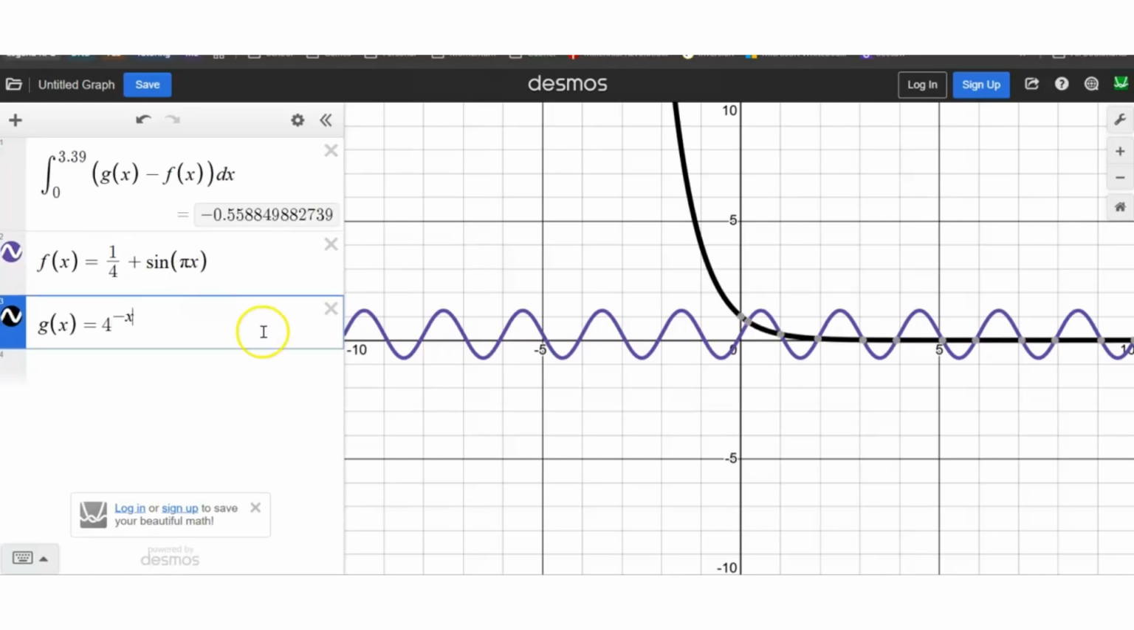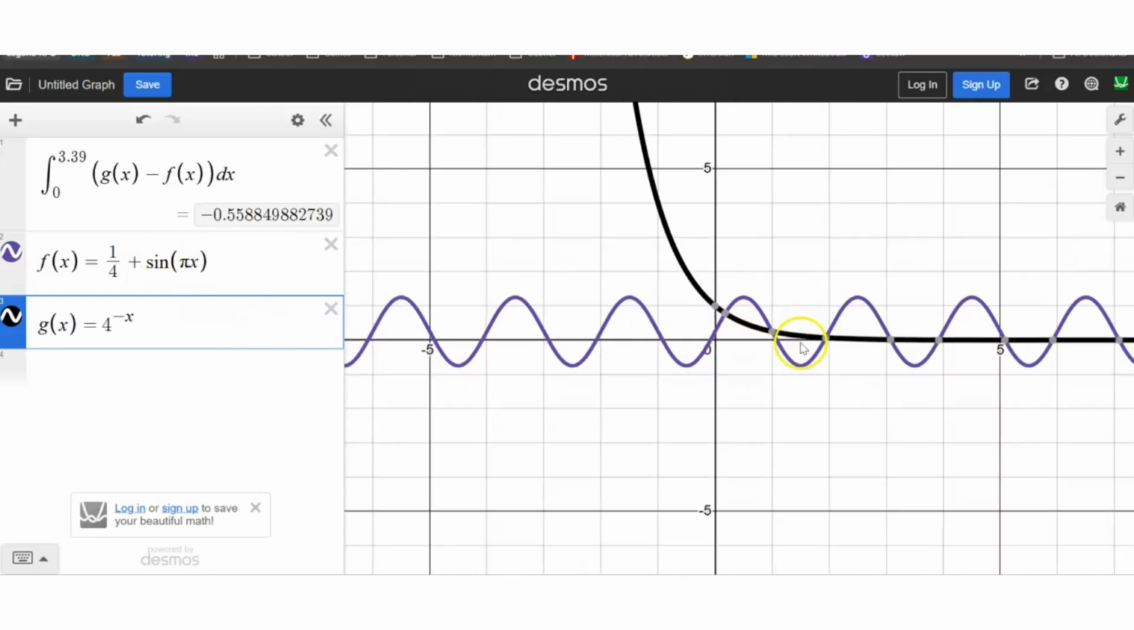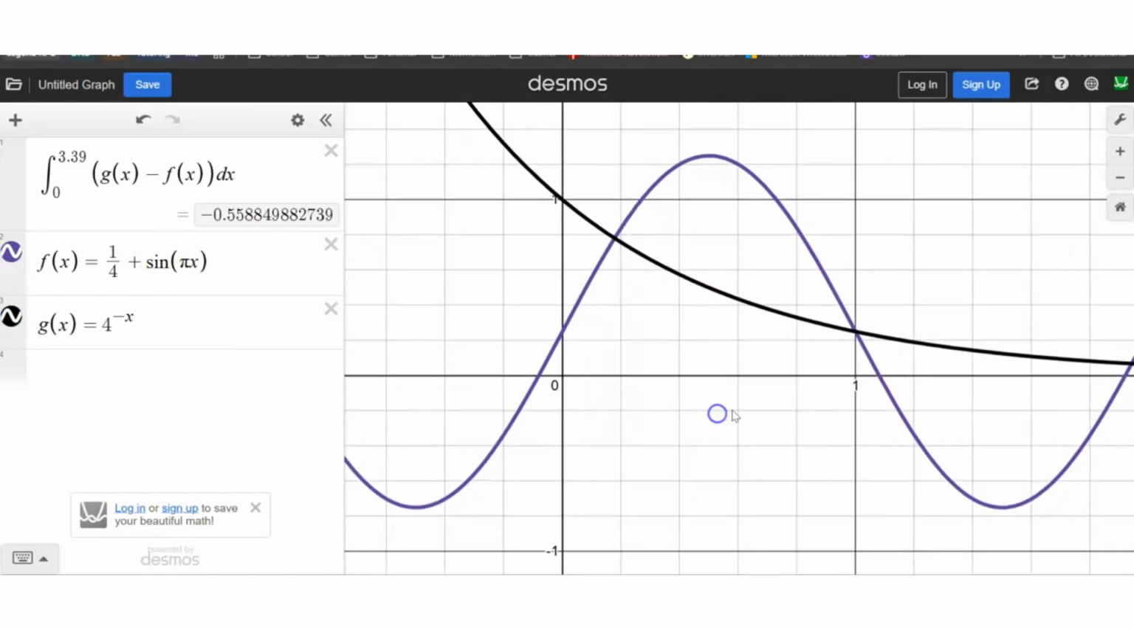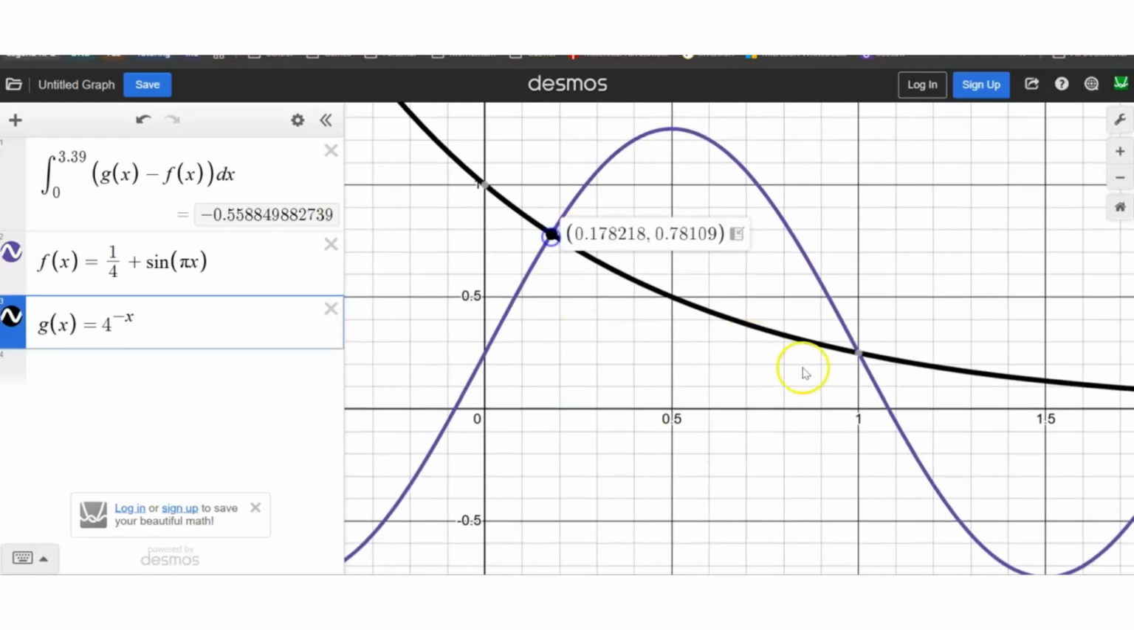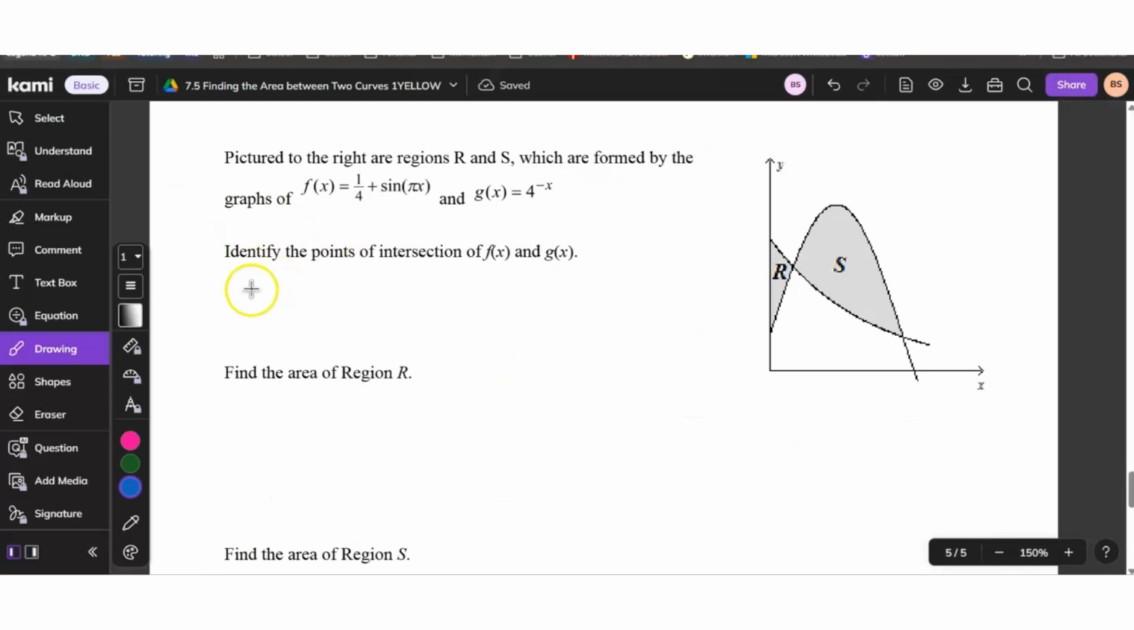There are a lot of points of intersection, but we're only looking at this little piece, right? So these two are the ones we care about. I'll let you write those down. The first one was 0.18. Let's do more decimal places.